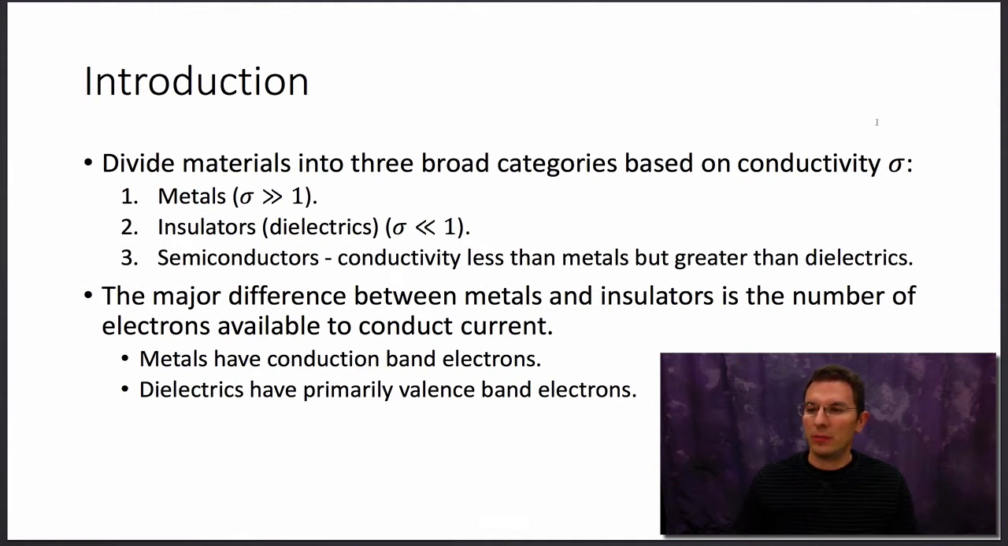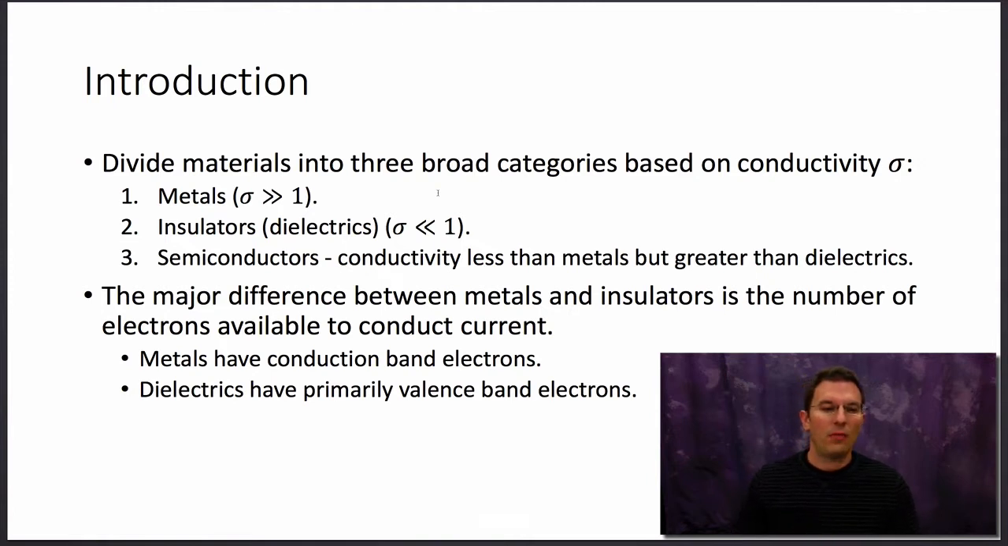The conductivity parameter of interest has the symbol sigma. If you have a large conductivity, a large sigma, we call that kind of material a metal. Copper, silver, gold, all of these are metals. And then we also have insulators, which have very small conductivities, much less than 1. Glass and plastic are typical insulating materials.